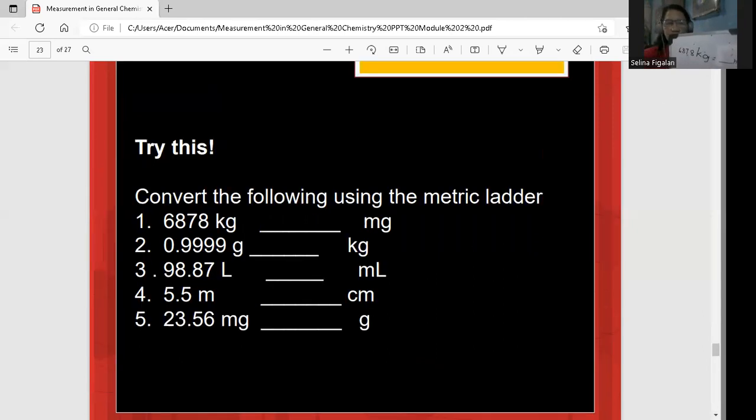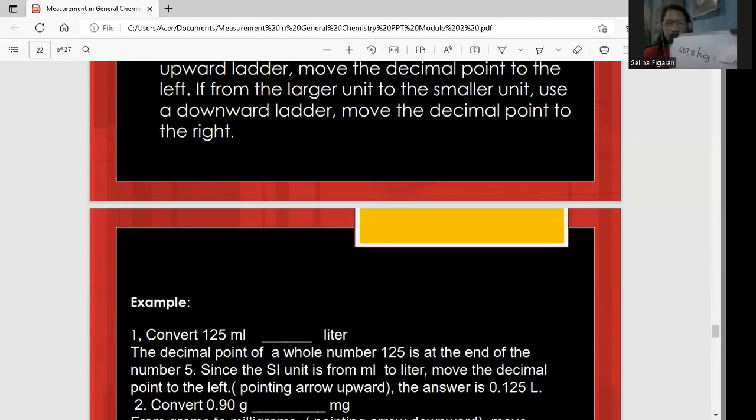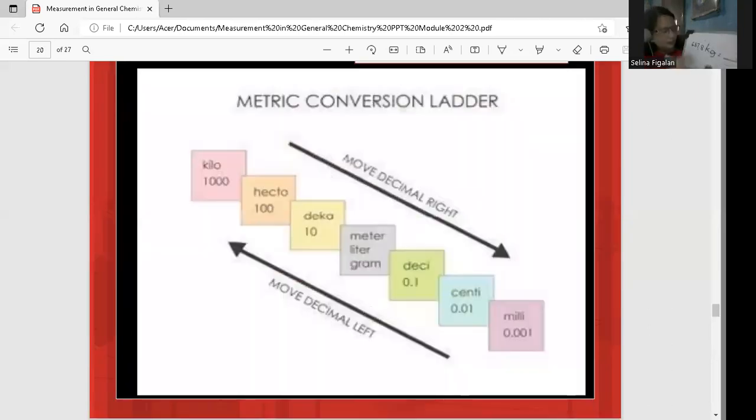Okay, let us go back here with your ladder. Using your ladder, this one is kilogram, so the prefix is kilo. Then the other one is milligram, mg. Since you are changing from kilogram to milligram, you go down the ladder, down the stairs. How many times? 1, 2, 3, 4, 5, and 6.